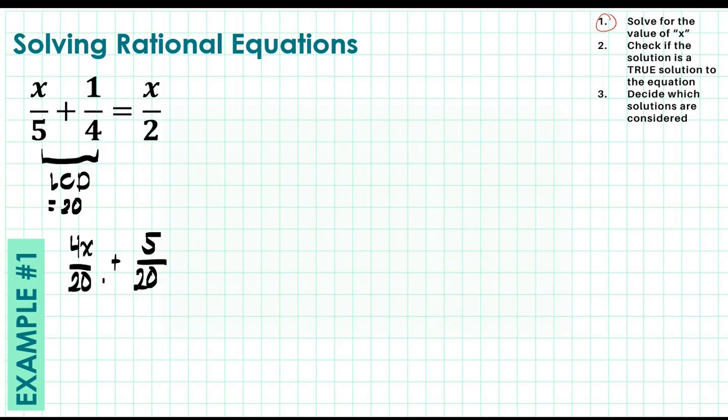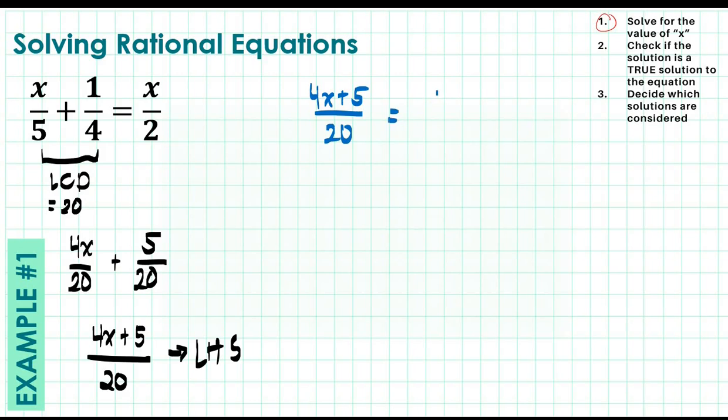So basically, we can combine them as one fraction by writing it as 4x plus 5. We simply combine the numerators, then we copy the denominator. So the left-hand side of the equation can also be written as (4x plus 5) over 20. Now, let us rewrite the equation this way. The left-hand side becomes (4x plus 5) over 20, whereas the right-hand side stays as is. We will simply copy x over 2. And this is now the new equation we will work with.